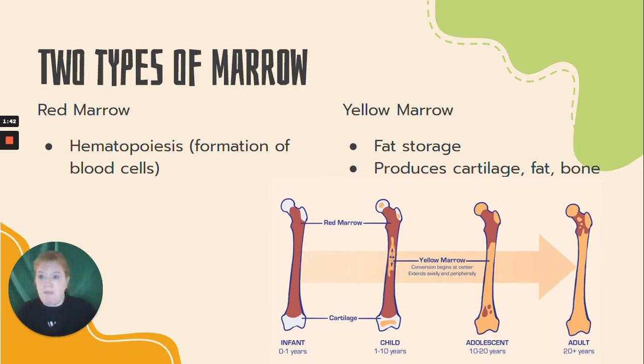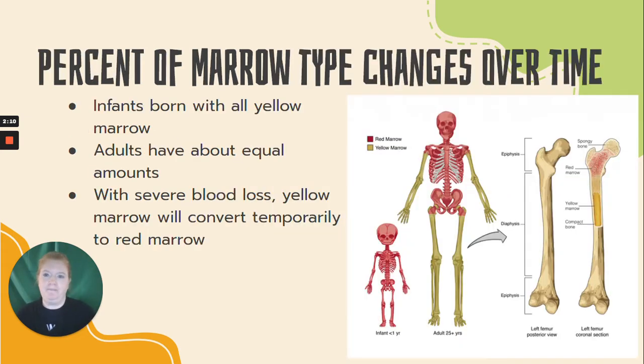There are two types of marrow, red marrow and yellow marrow. Red marrow is important for hematopoiesis, and that's the formation of blood cells. And yellow marrow is important for fat storage. It's also what produces cartilage, fat, and bone. What's interesting is we start with 100% red marrow, so that hematopoiesis is very important. And as we age, it transitions to more yellow marrow. Adults will have about equal amounts, but as you age, you get more and more yellow marrow.